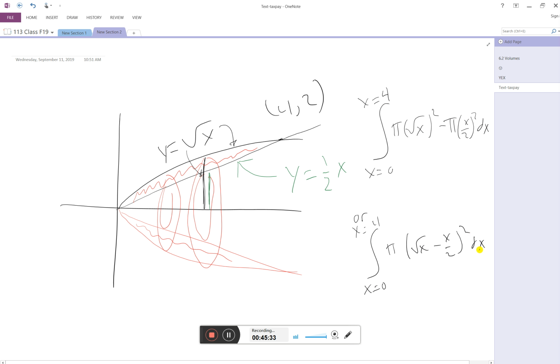All right, I put up two options there. These are working. I have this one, pi times the square root of x squared minus pi times 2 squared, there you go. Or pi times the quantity square root of x minus x over 2, squared. So are these the same? These will not give you the same thing. Okay? These are different. Which one is correct?